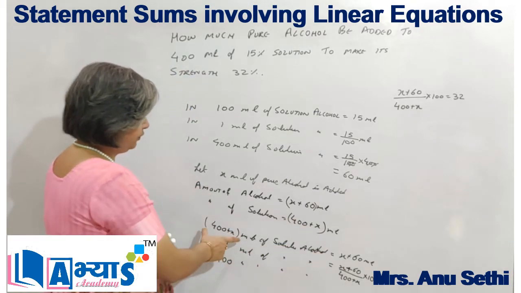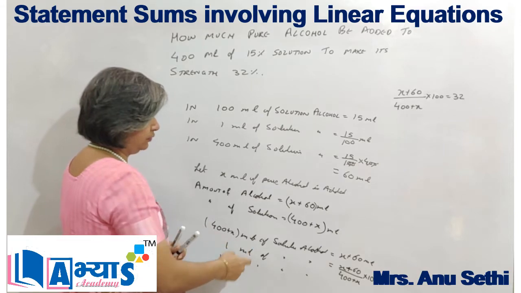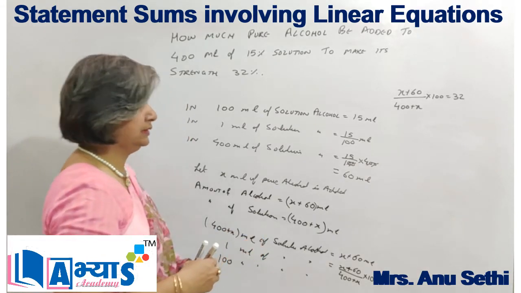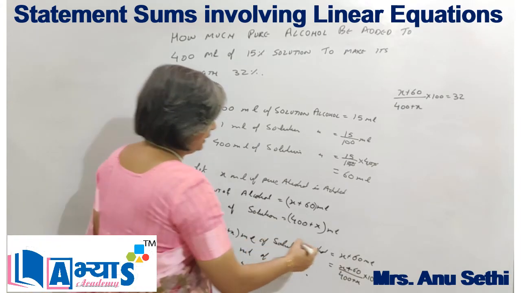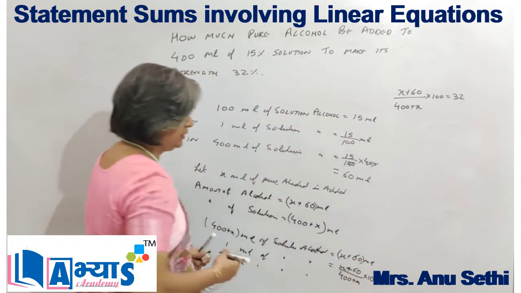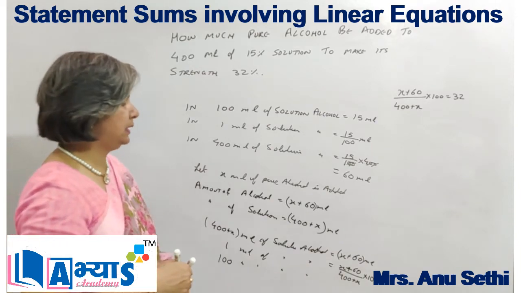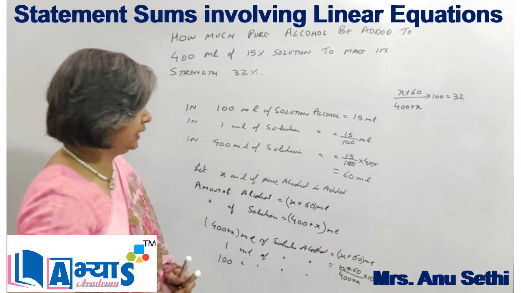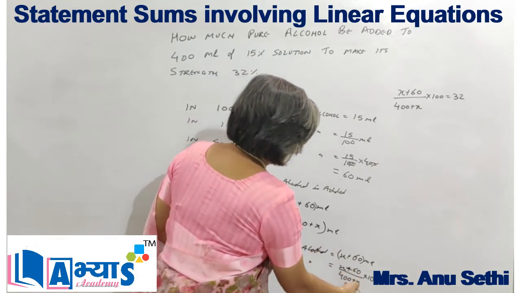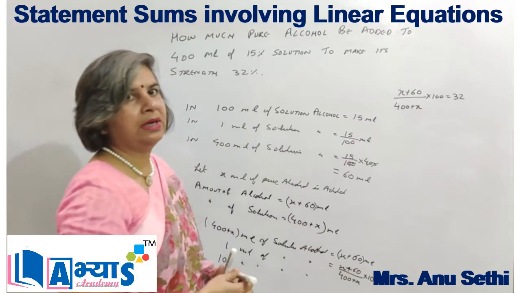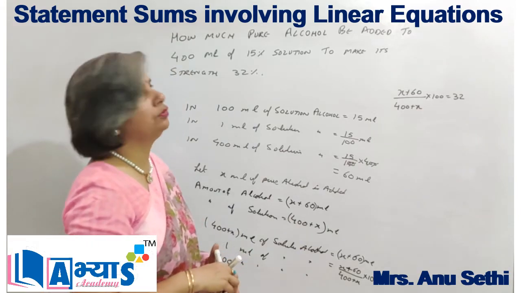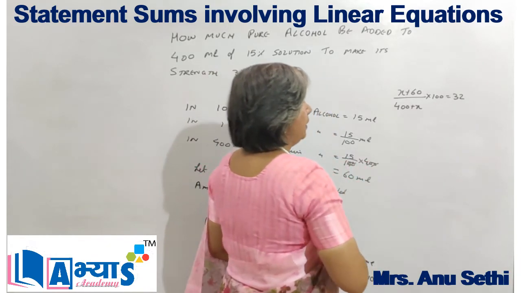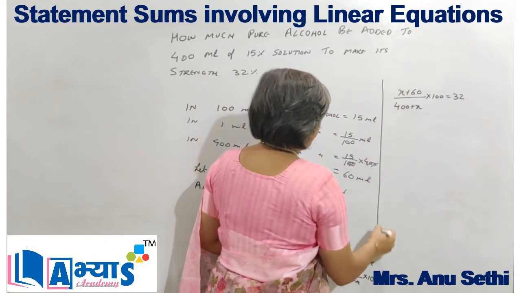Now we can say from 400 plus x ml of solution, alcohol is x plus 60 ml, or in 1 ml of solution it will be x plus 60 upon 400 plus x ml, and in 100 ml of solution will be into 100. So we get x plus 60 upon 400 plus x into 100, and this solution has a strength of 32%. So this is equal to 32. That means I have got an equation in one variable.